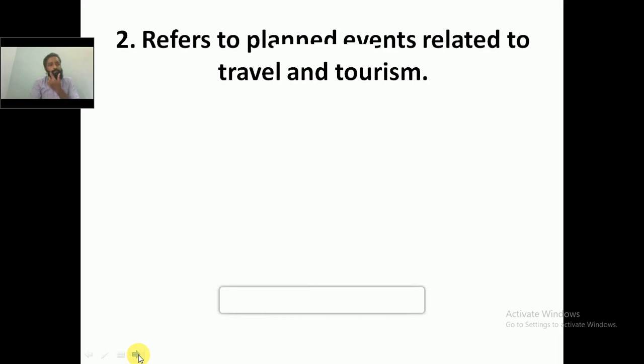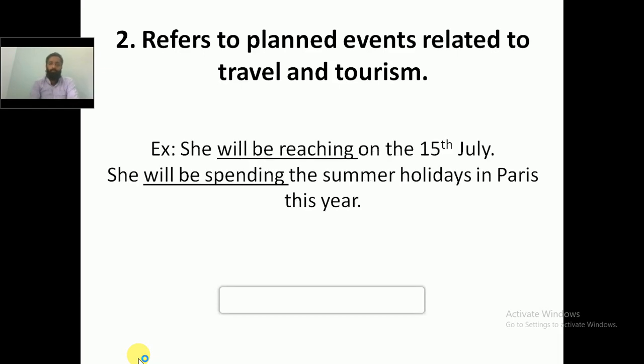Move on to the next usage of future continuous tense. It refers to planned events related to travel and tourism, which means you have planned a particular travel or tour. What does it mean? Go through the examples here.